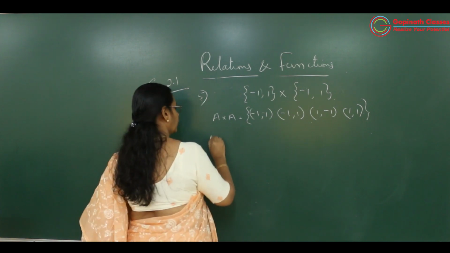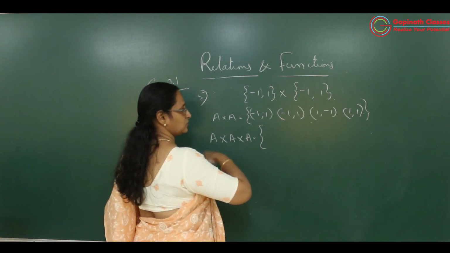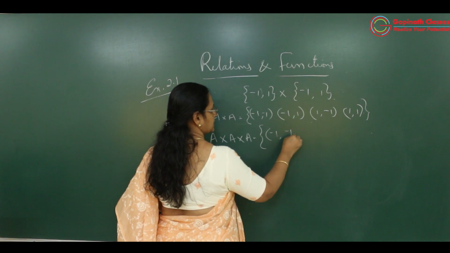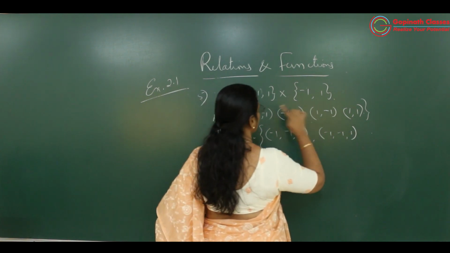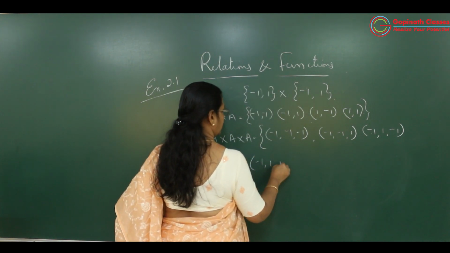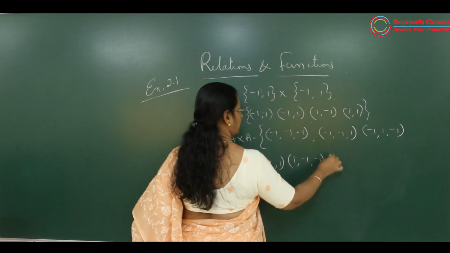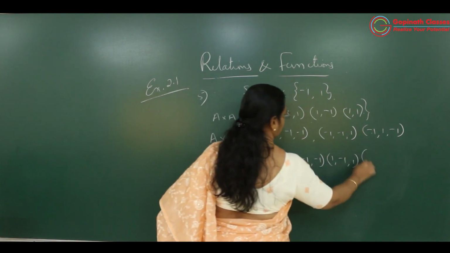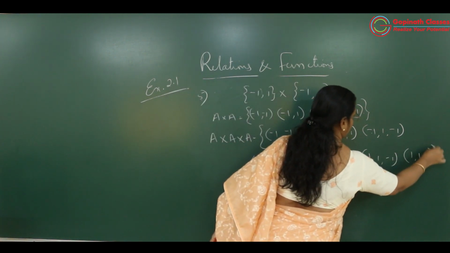Now, one more cross if we are putting A cross A cross A. So, what will it be? With this, we have to take a cross product with A again. That is (-1, -1, -1), (-1, -1, 1), (-1, 1, -1), (-1, 1, 1), (1, -1, -1), (1, -1, 1), (1, 1, -1), (1, 1, 1).